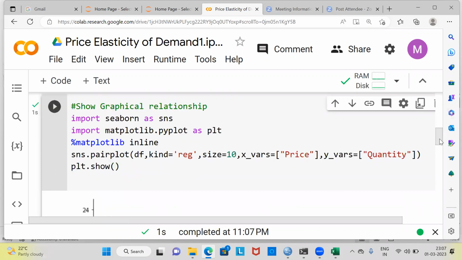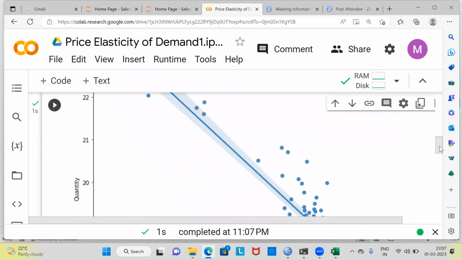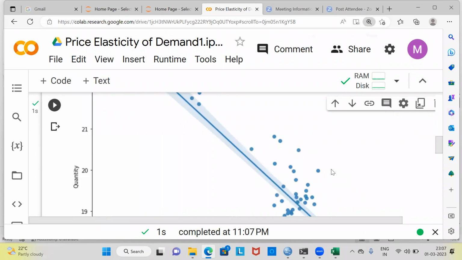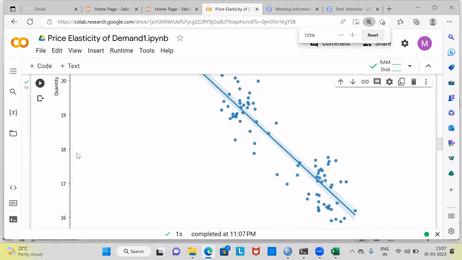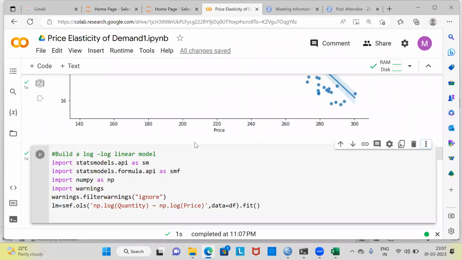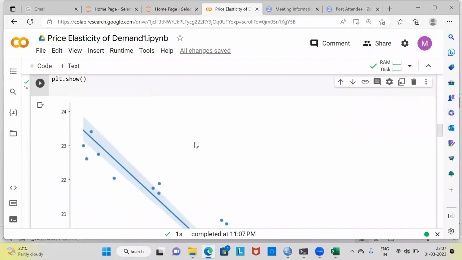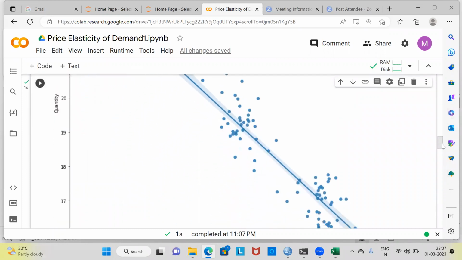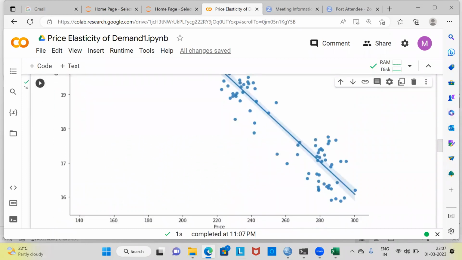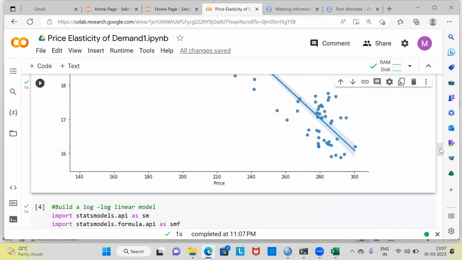Let me scroll down to show you the result of the scatter plot. You can see here along the y-axis, what we have is quantity. If I scroll below, my apologies. Let me scroll below. You can see here, this is the price which is changing.